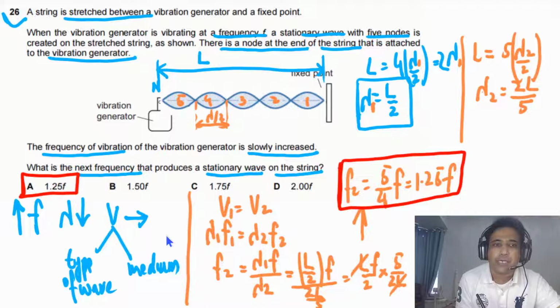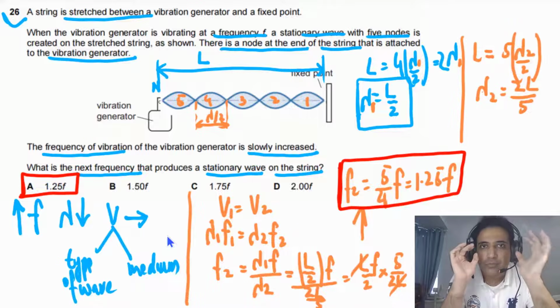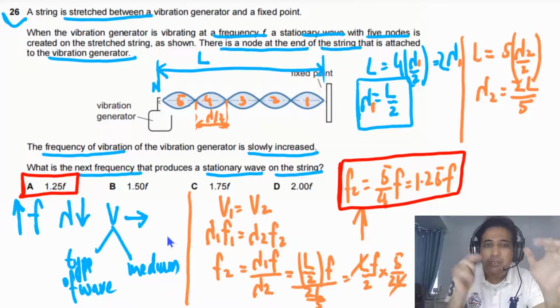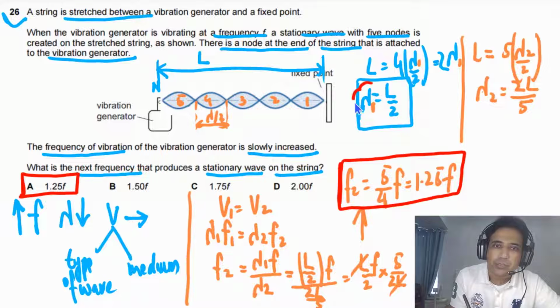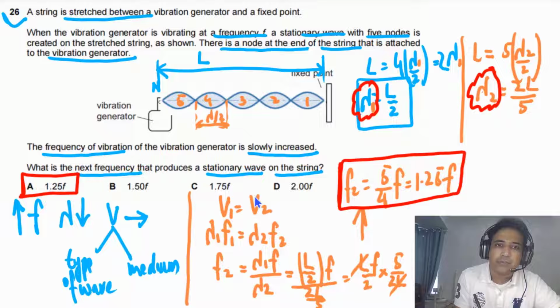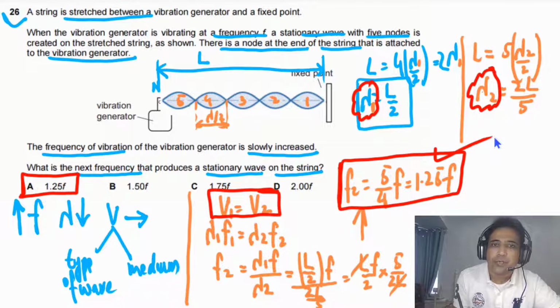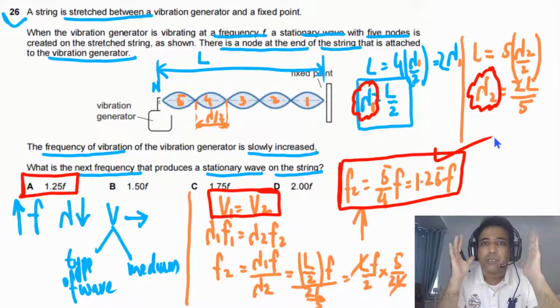Very important technique: speed remains constant. Then simply you need to figure out lambda 1, figure out lambda 2, and since speed is the same, equate these two and you will find the answer. A beautiful question. Look at this question again and try to master this approach.